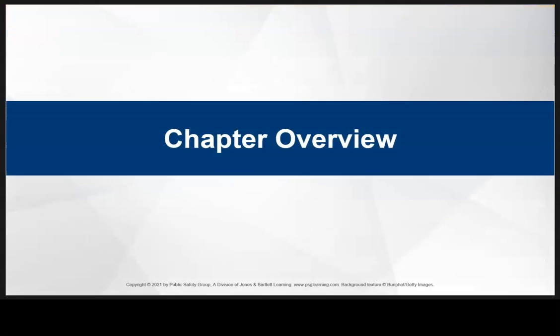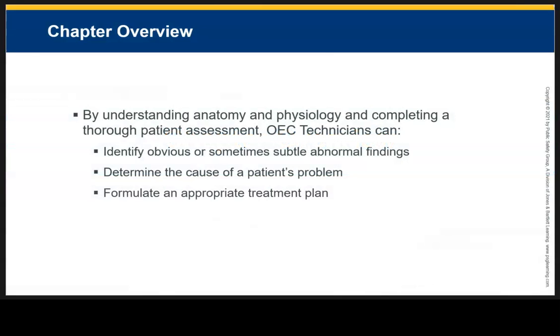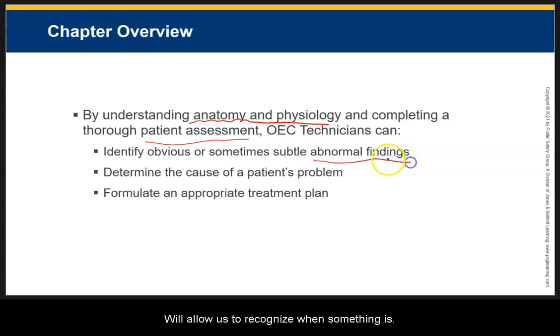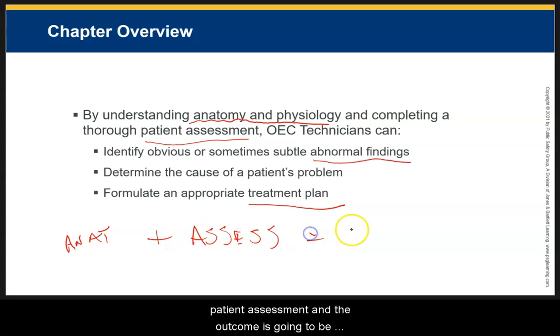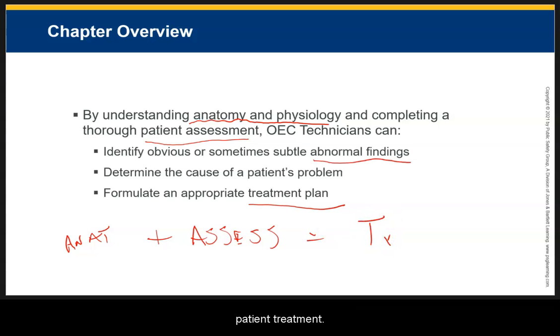Now, as an overview, we can see that knowing something about anatomy and physiology from Chapter 6 and putting that together with patient assessment will allow us to recognize when something is abnormal and then formulate a treatment plan. You've heard me say that we take our knowledge of anatomy and we put that together with what we find in terms of patient assessment, and the outcome is going to be patient treatment.